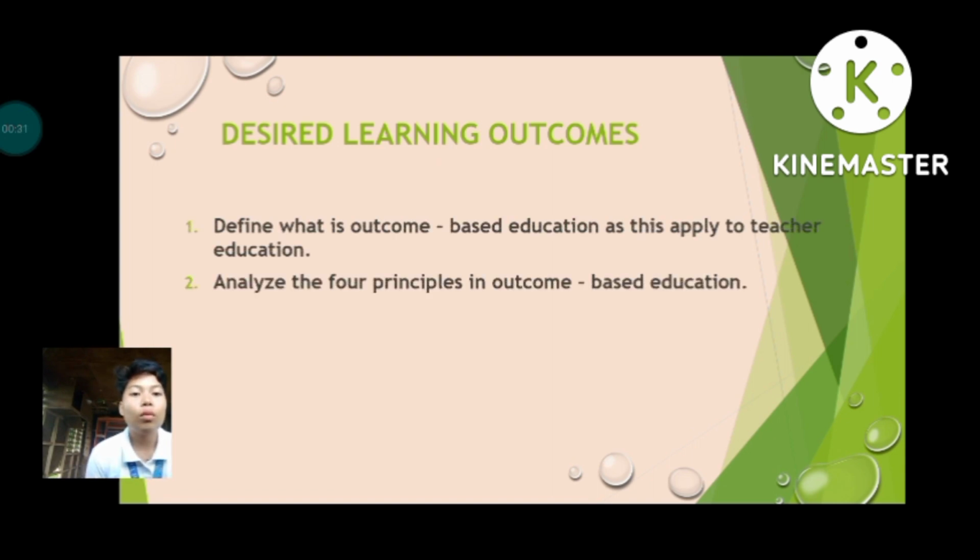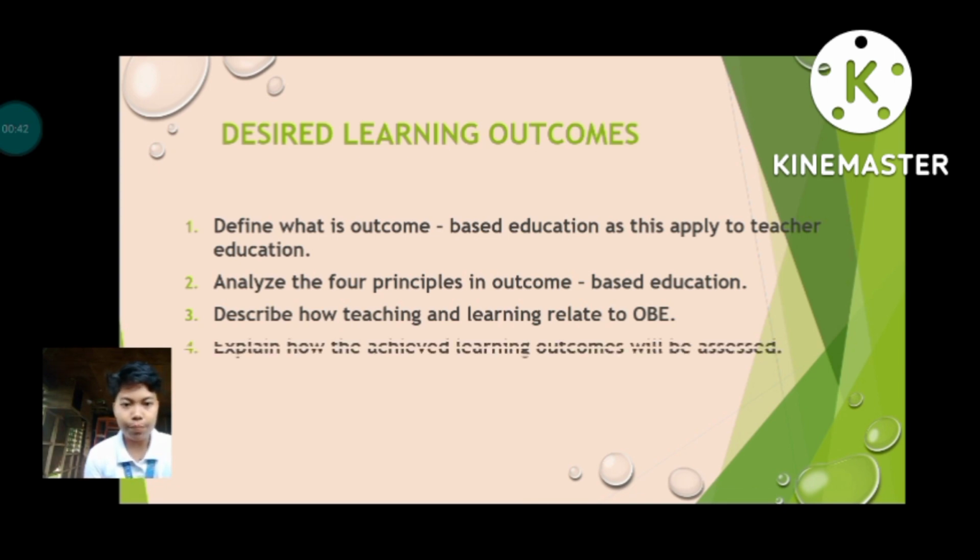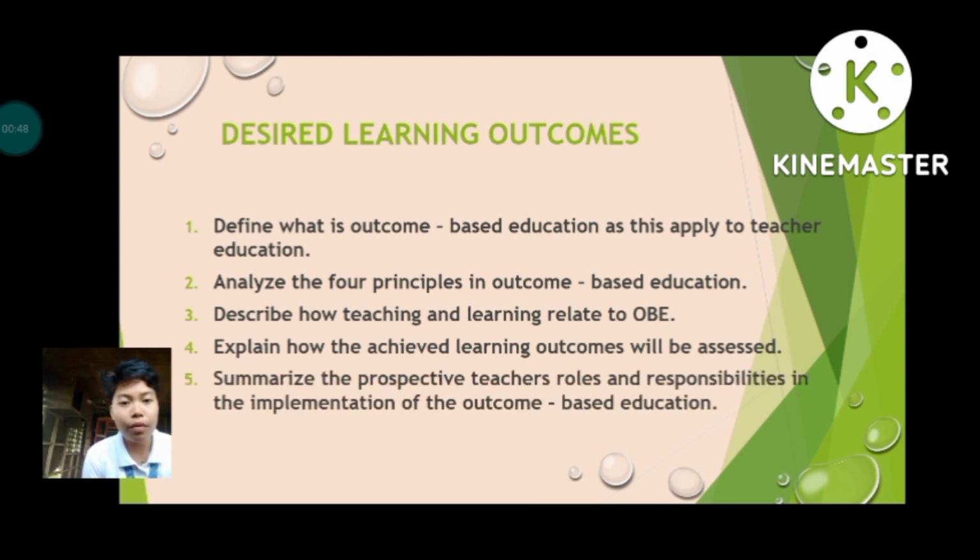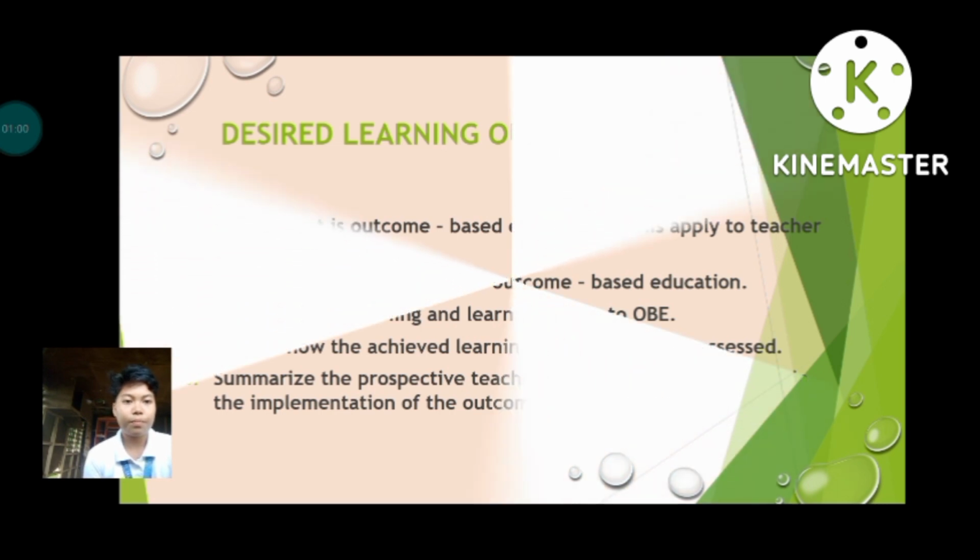Number one, define what is outcome-based education as this applies to teachers' education. Number two, analyze the four principles in outcome-based education. Number three, describe how teaching and learning relate to OBE. Number four, explain how the achieved learning outcomes will be assessed. Then summarize the prospective teachers' roles and responsibilities in the implementation of the outcome-based education.